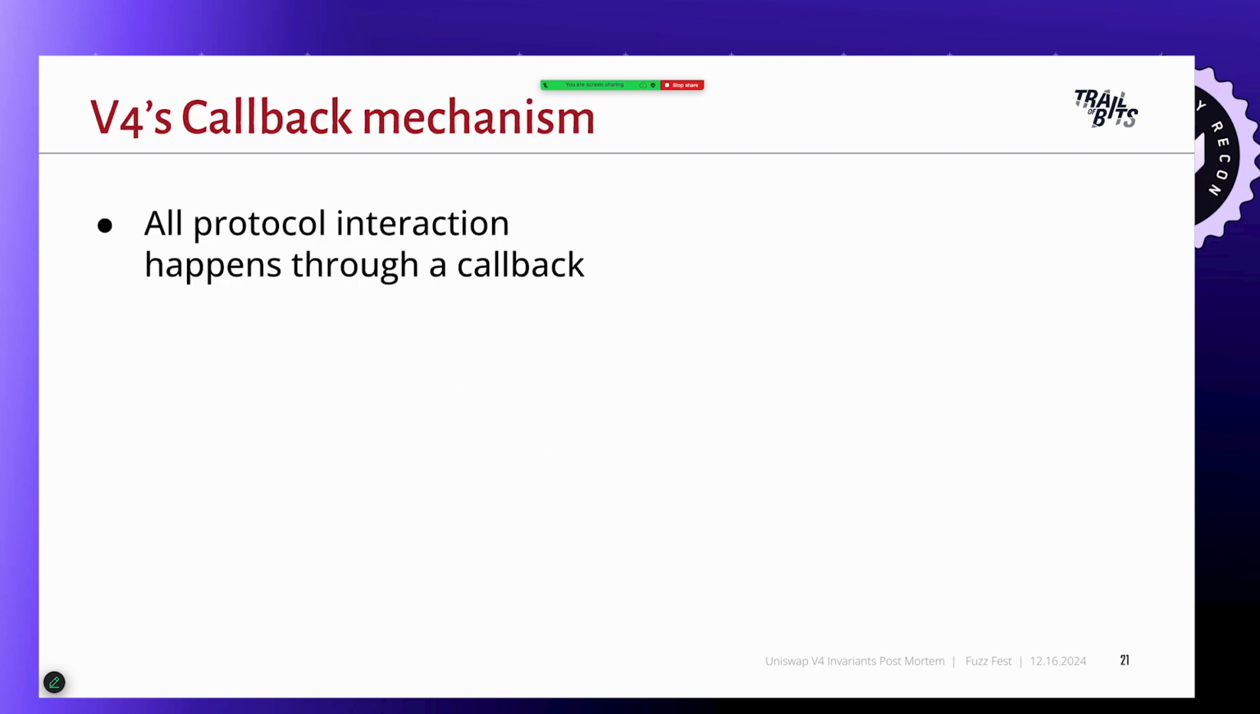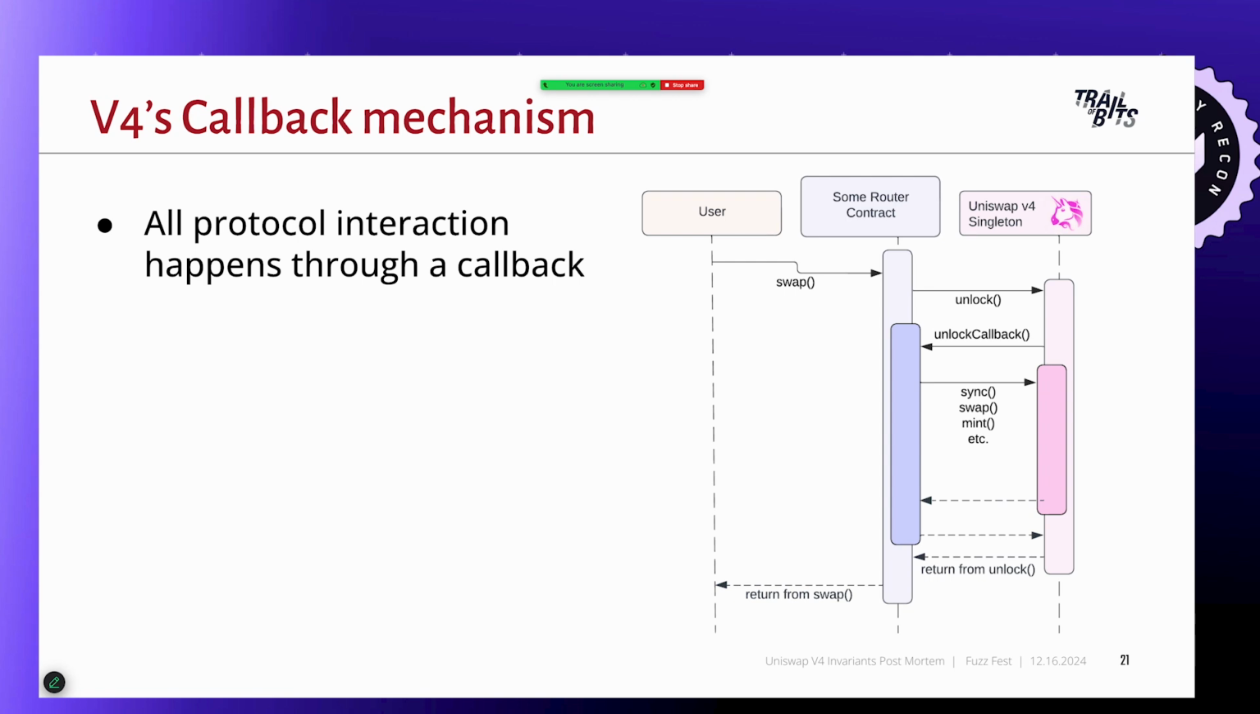So let's talk about v4's callback mechanism. In v4, everything is happening through a callback. If that didn't make sense earlier, I've got this nice little picture here to explain it now. Everything starts with the user. The user can't directly interact with the singleton because the singleton always needs to do a callback. So when you're an EOA or you're a fuzzer, you have to interact with Uniswap via some kind of router contract.